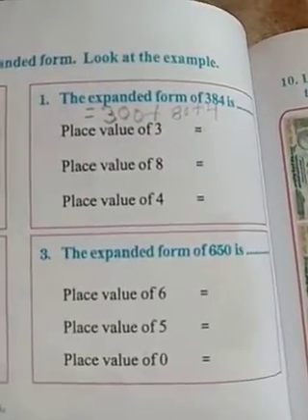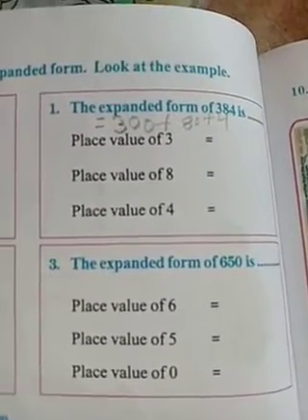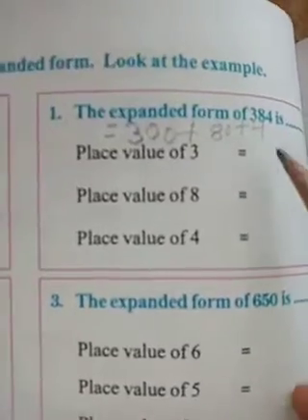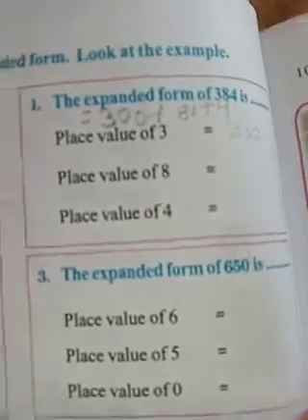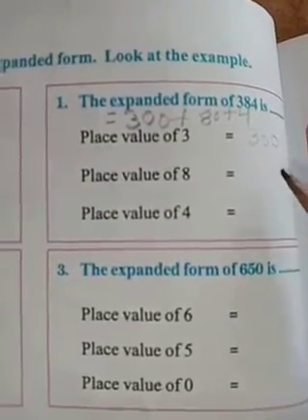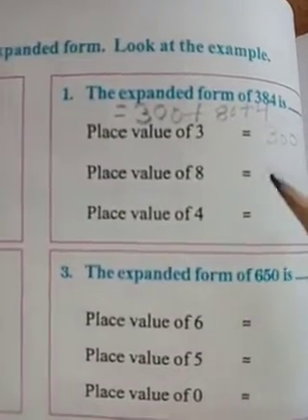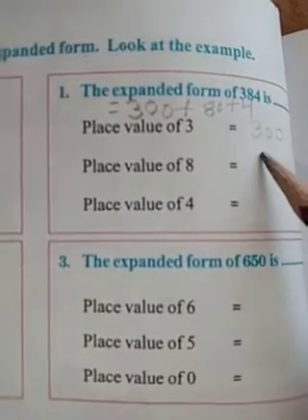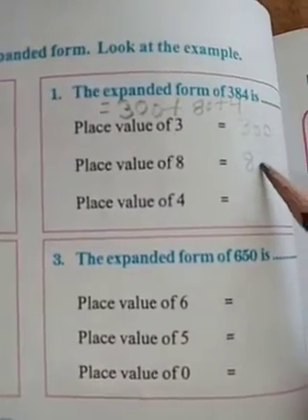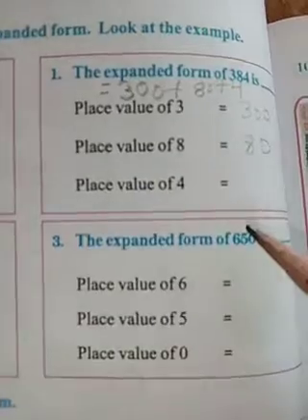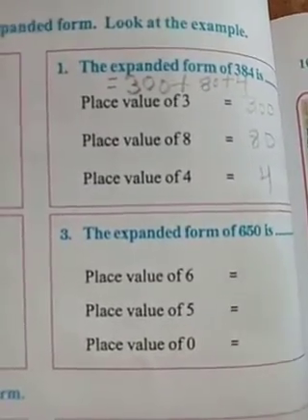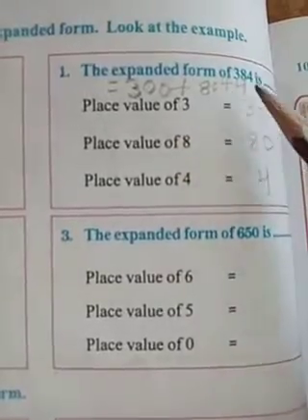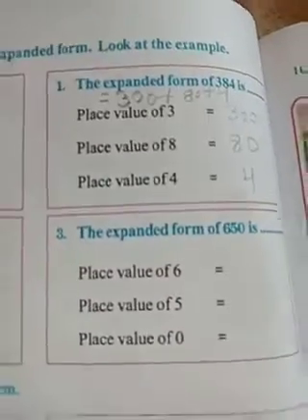Place value of 3, 300. Place value of 8, 80. Place value of 4, 4 only. Do you understand now? 300 plus 80 plus 4.